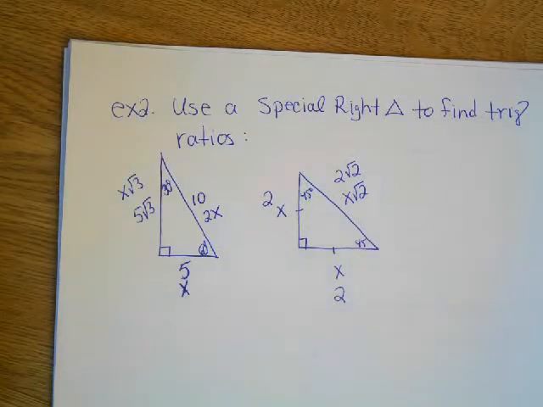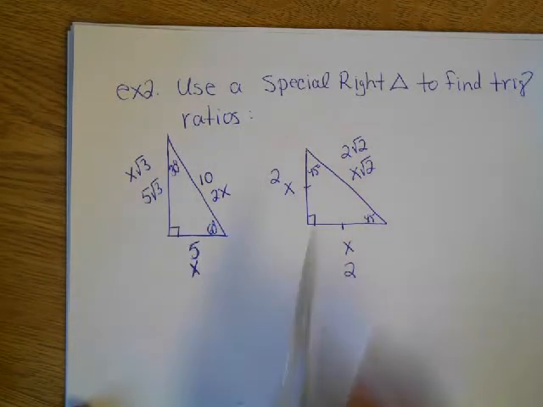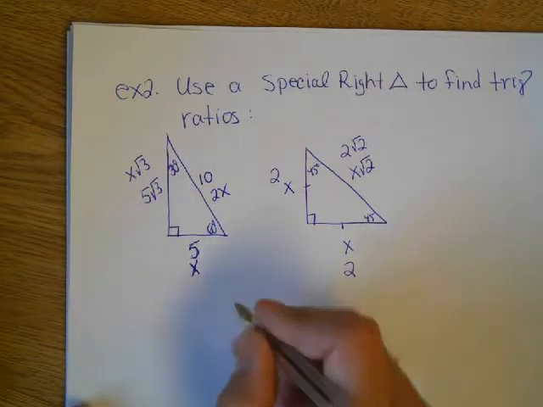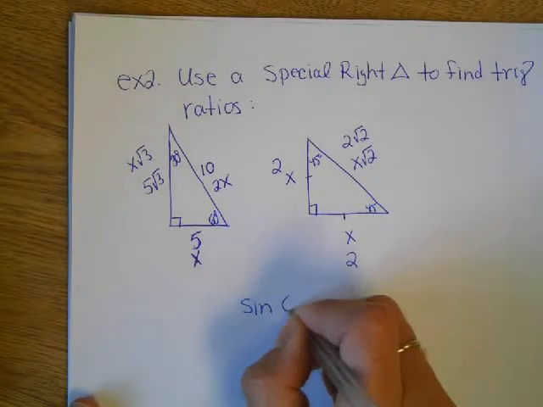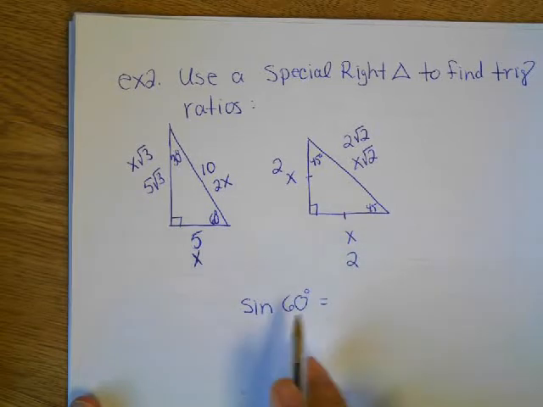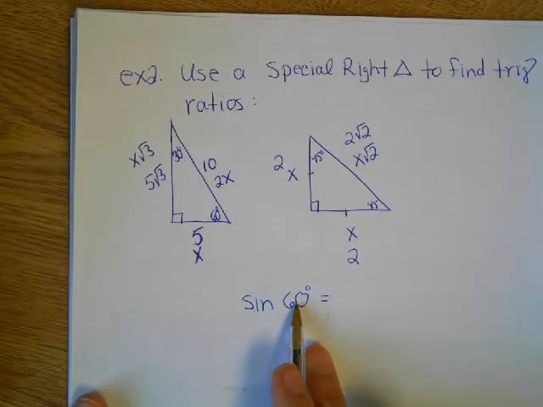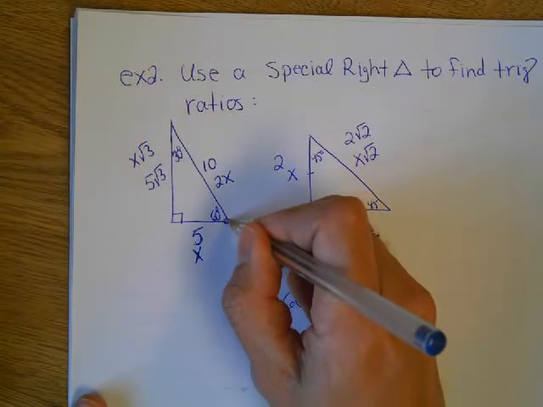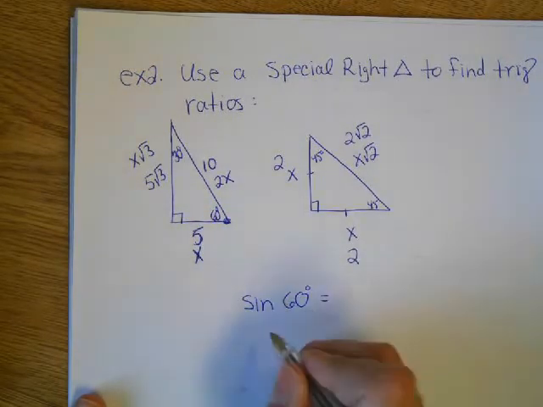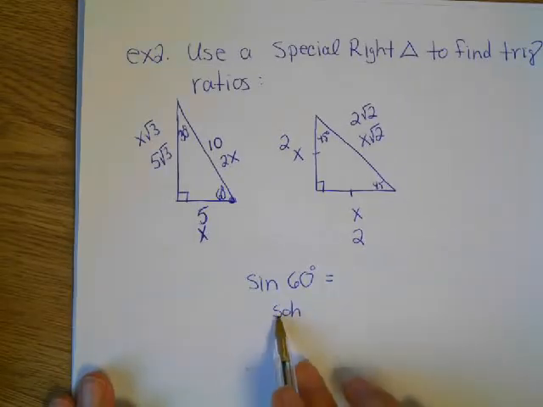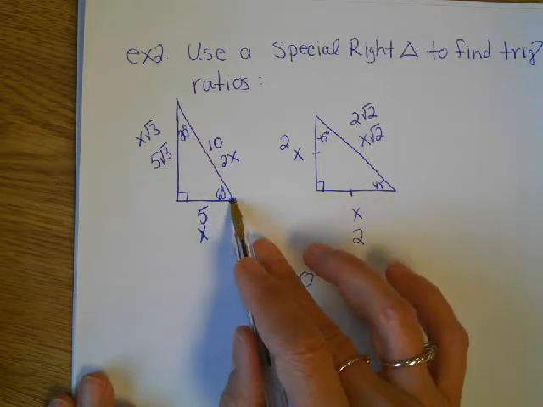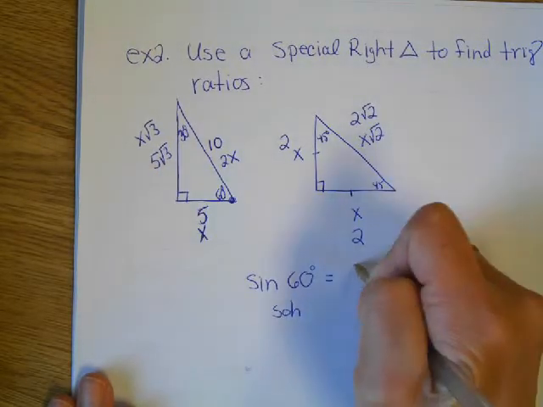So now I'm going to ask for some trig values for either a 30, a 60, or a 45 degree angle. For example, let's say I ask you to give me the sine of 60 degrees. That means you're always going to stand on this angle, so I'm standing here. The sides that make up sine, remember, sine is opposite leg over hypotenuse. So if this is my 60, opposite is the 5 square root of 3.